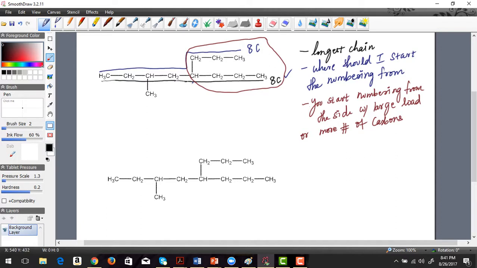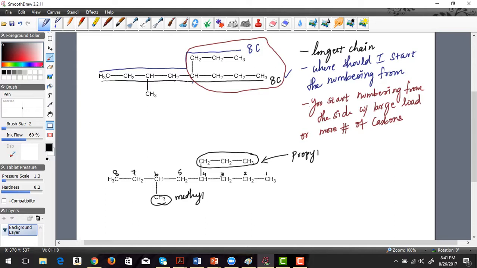Now what that means is I pick this row, the straight chain, so I start numbering from here. 1, 2, 3, 4, 5, 6, 7, 8. Okay, and we have established in our first video for numbering that this group right here is known as a propyl, right, and this group is a methyl.